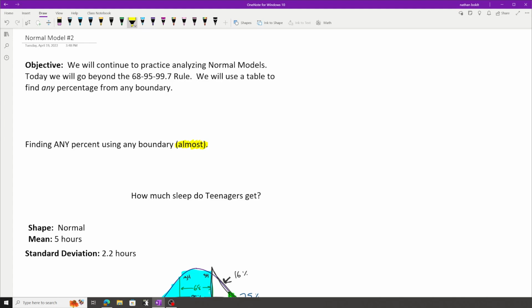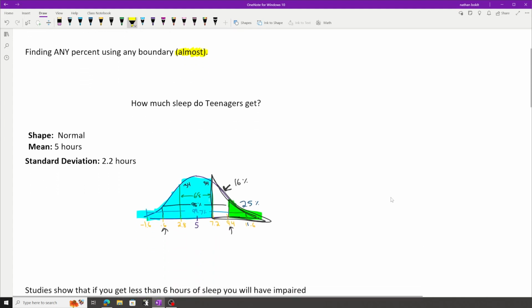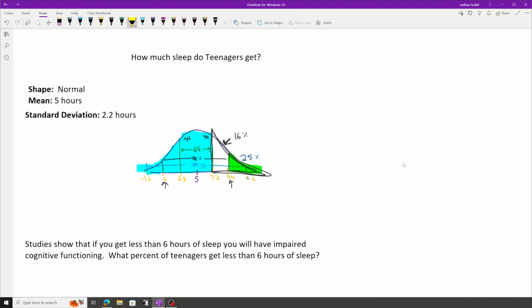So let's take a look at a context we've already done before. How much sleep do teenagers get? We drew this normal model yesterday, so you should have that in your notes. We're just going to do one quick example with it. So we did a lot of questions with this using these boundaries already of the 1.6, the negative 0.6, the 2.8, etc., the 5, all that.